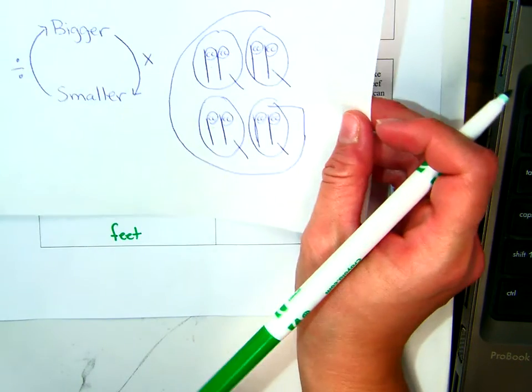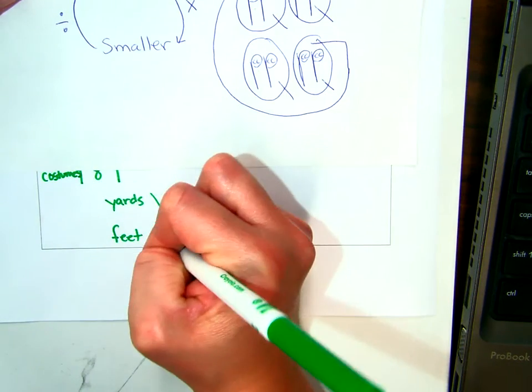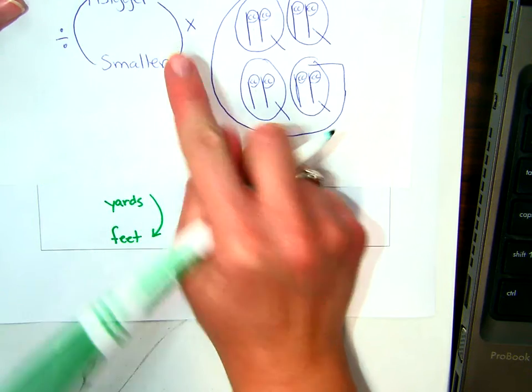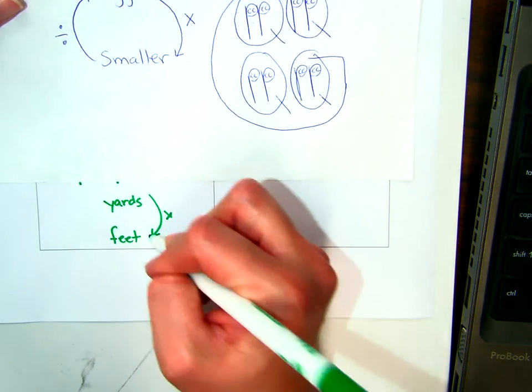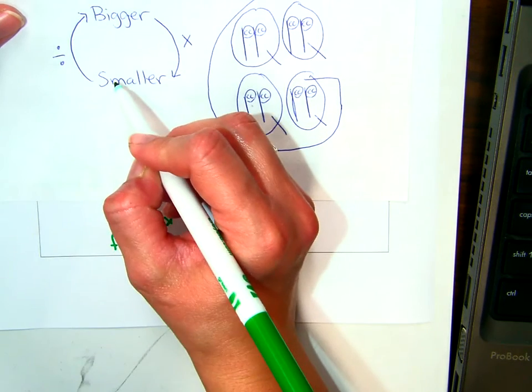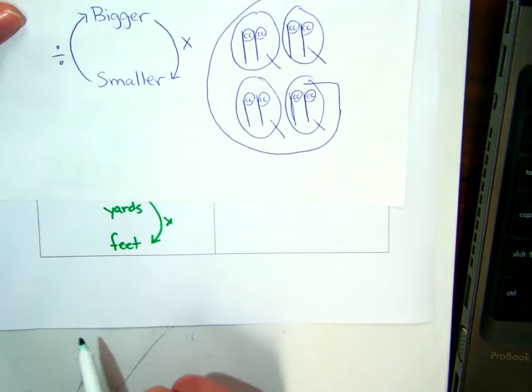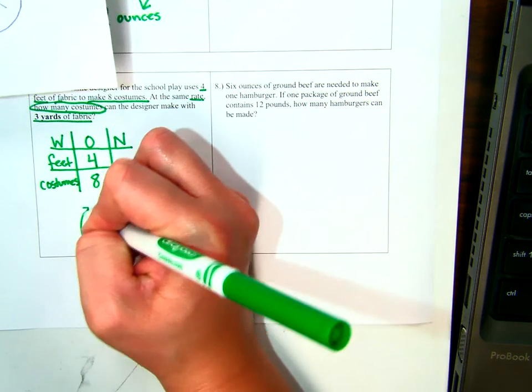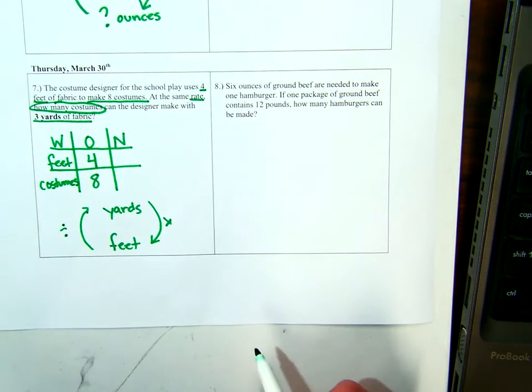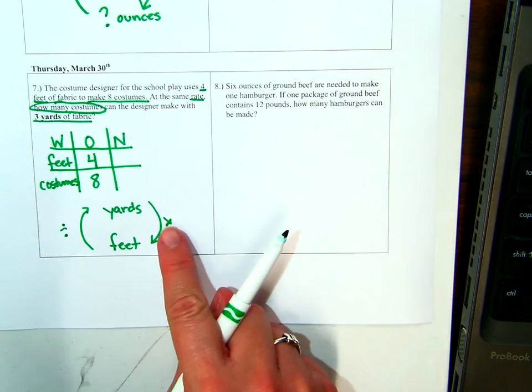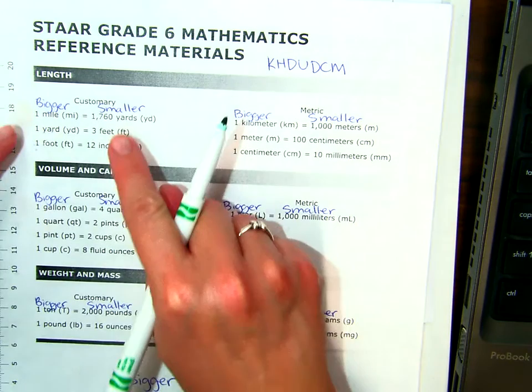Again, seeing how my arrows go, looking at my resource, I draw. If I'm going yards to feet, I'm going to be multiplying. If I'm going from my smaller units to my bigger units, from feet to yards, I'm going to be dividing. So I have that all set up ready to go. But again, what number am I going to be dividing or multiplying by? Well, that's your unit rate.